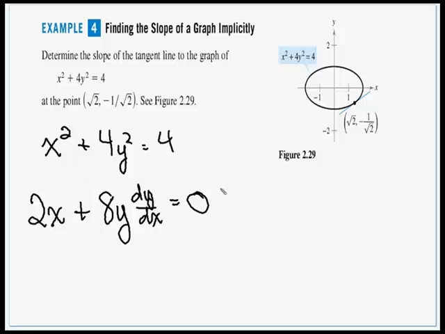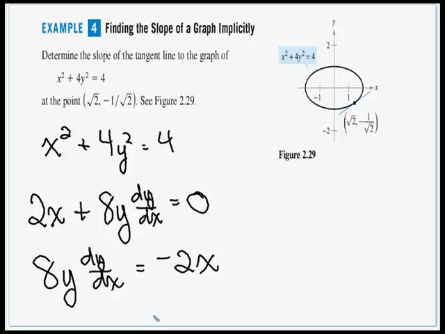So move that 2x to the other side, make it negative. We have 8y dy dx equals negative 2x now. And then we divide both sides by 8y. So we're going to divide here by 8y. And this is gone. So our derivative, dy dx, is this, which we can reduce. Factor out a 2.